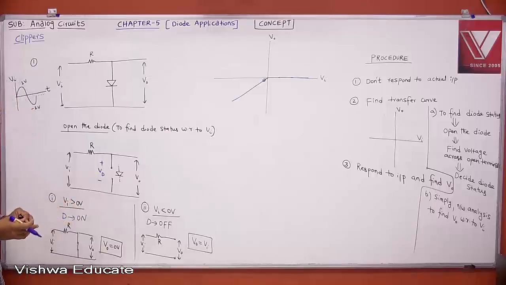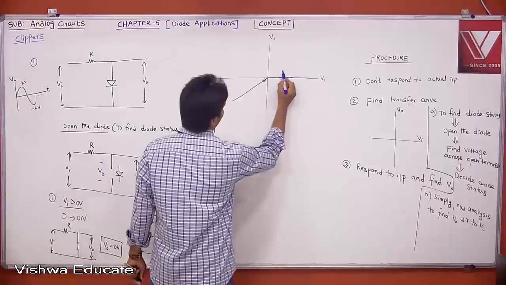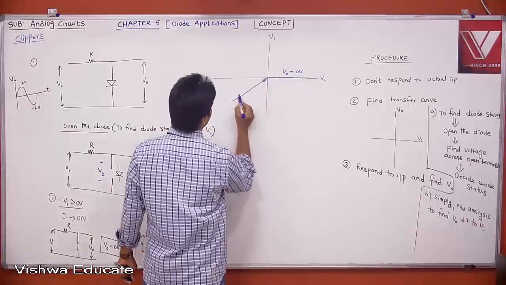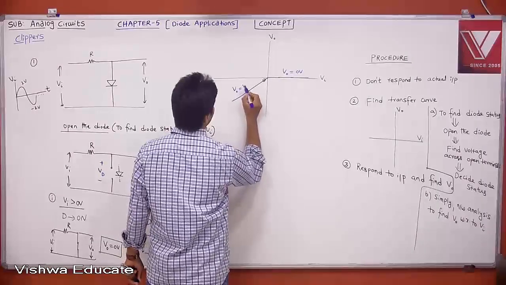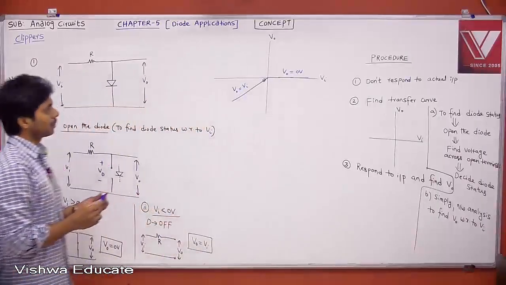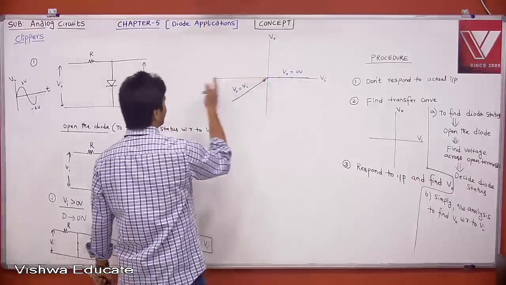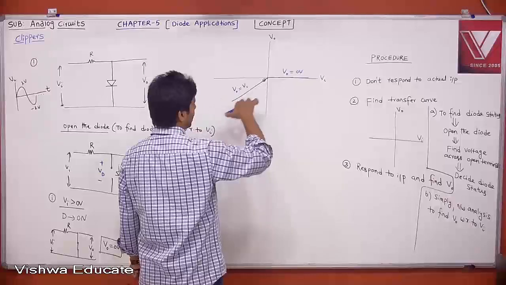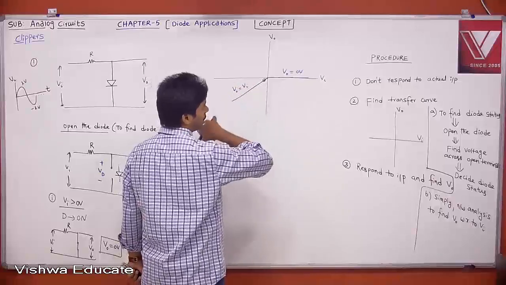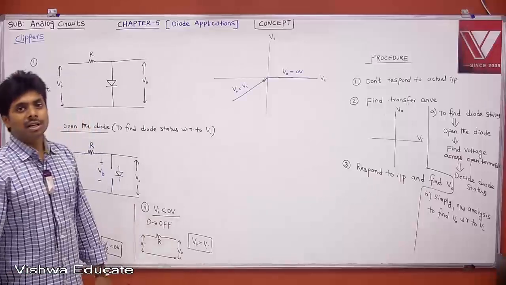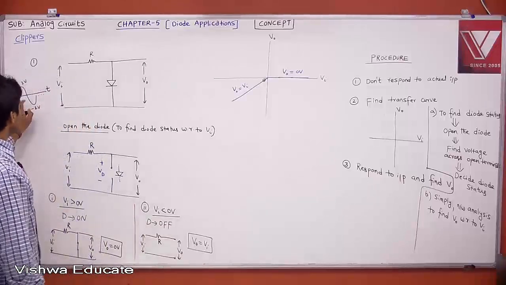I think now we got to know the transfer curve, right? Here your V0 is 0. When Vi is greater than 0, here your V0 is equal to Vi. Now once you know that for any value, when Vi is from minus infinity to 0, V0 is tracking your Vi. When Vi is positive, your V0 is 0. Once you know the transfer curve, then respond to your actual input.